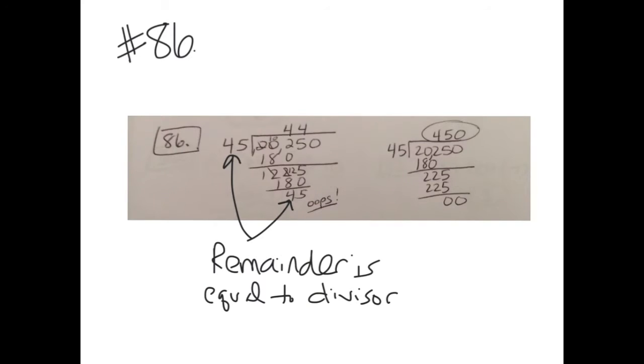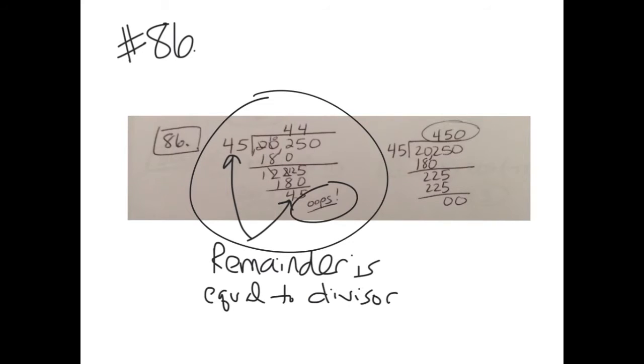For number 86, the answer is 450, but what I wanted to point out was this part right here where I have the incorrect answer and I put oops. I think oftentimes we tend to erase our work or just maybe tear out the page and start over, but I think it's important to keep those oopses or mistakes in your notebook so that you can learn from them and then identify your mistake.